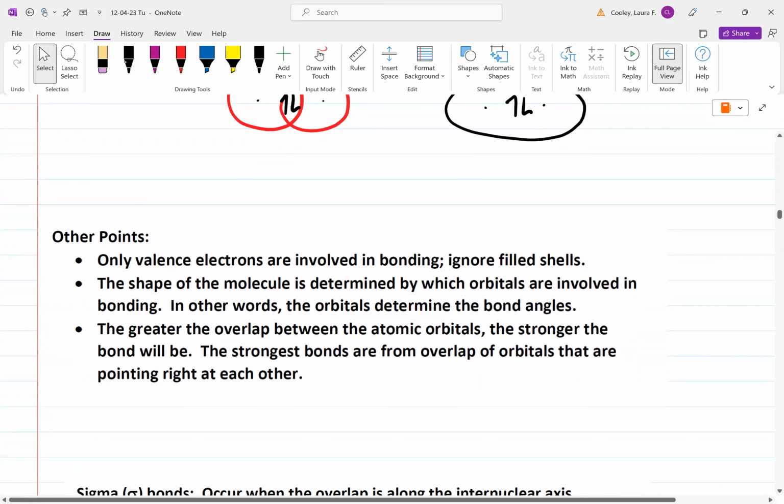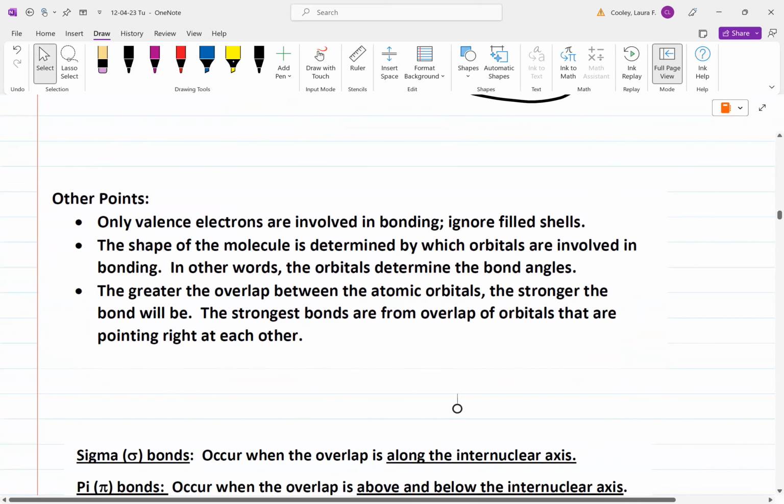Okay, there are some other points to think about for this valence bond theory. Of course, we know valence electrons are what are responsible for reactions. So when you're making bonds, only valence electrons are involved in the bonding. So you basically ignore the core. The core is not involved. Another thing is that the shape of the molecule is determined by which orbitals are involved in the bonding. So you have to have orbitals pointing in the right directions to get the bond angles right, the angles that we know that molecule has. So the orbitals determine the bond angles. We'll do some more on that.